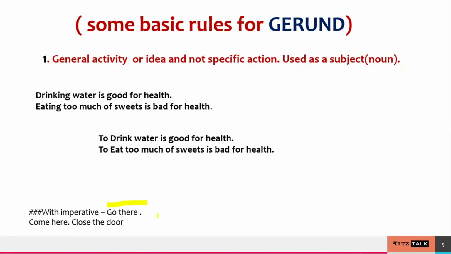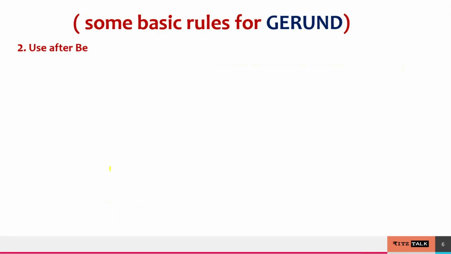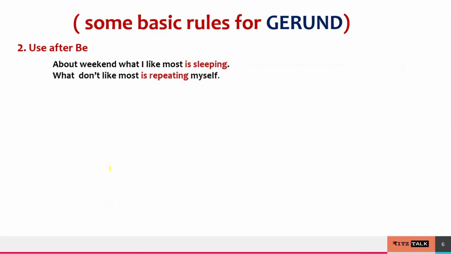यहाँ पे हम यूज करते हैं bare infinitive, मतलब infinitive without to. Gerund's use is after be. Be means is, am, are, was, were kind of verbs, helping verbs. So this kind of sentences, when we make about weekend: what I like most is sleeping. Weekend के बारे में मुझे जो सबसे अच्छा लगता है वो है सोना. सोना मुझे अच्छा लगता है.